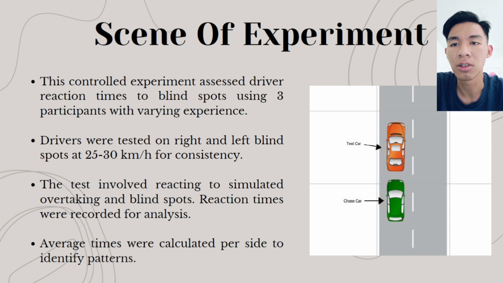This controlled experiment assesses driver reaction time to a blind spot using three participants with varying experience. Drivers were tested on the right and left blind spot at 25 to 30 km per hour for consistency. The test involved reactions to simulated overtaking and blind spot. Reaction times were recorded for analysis. Reaction times were calculated per side to identify patterns.